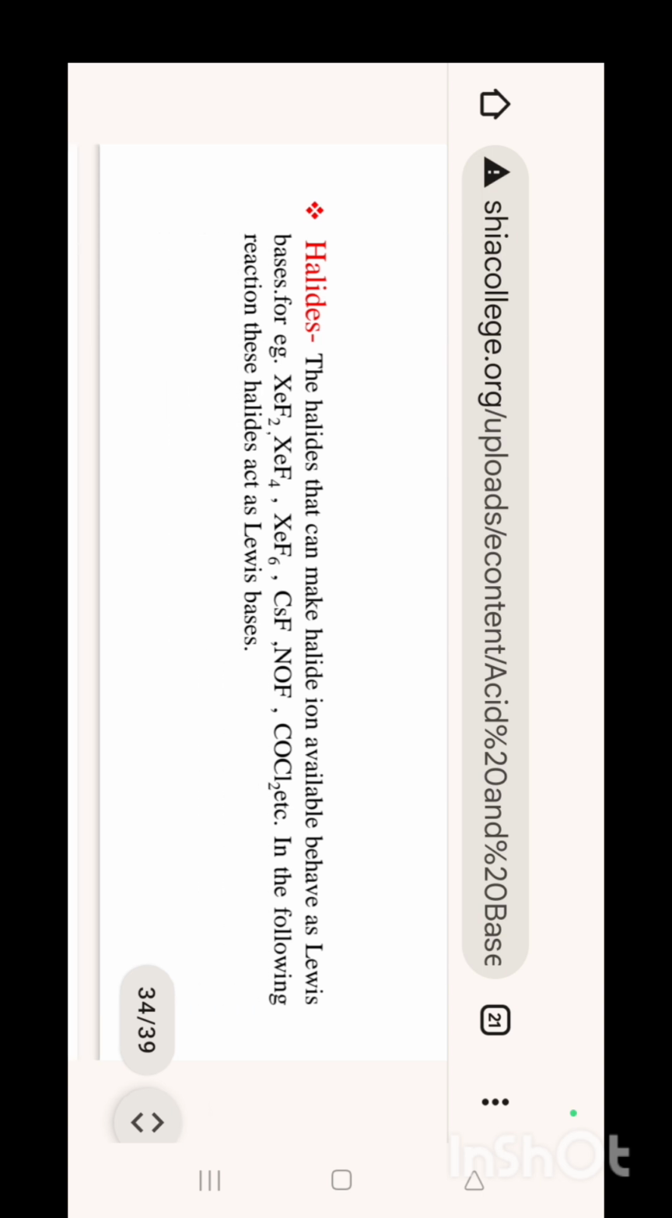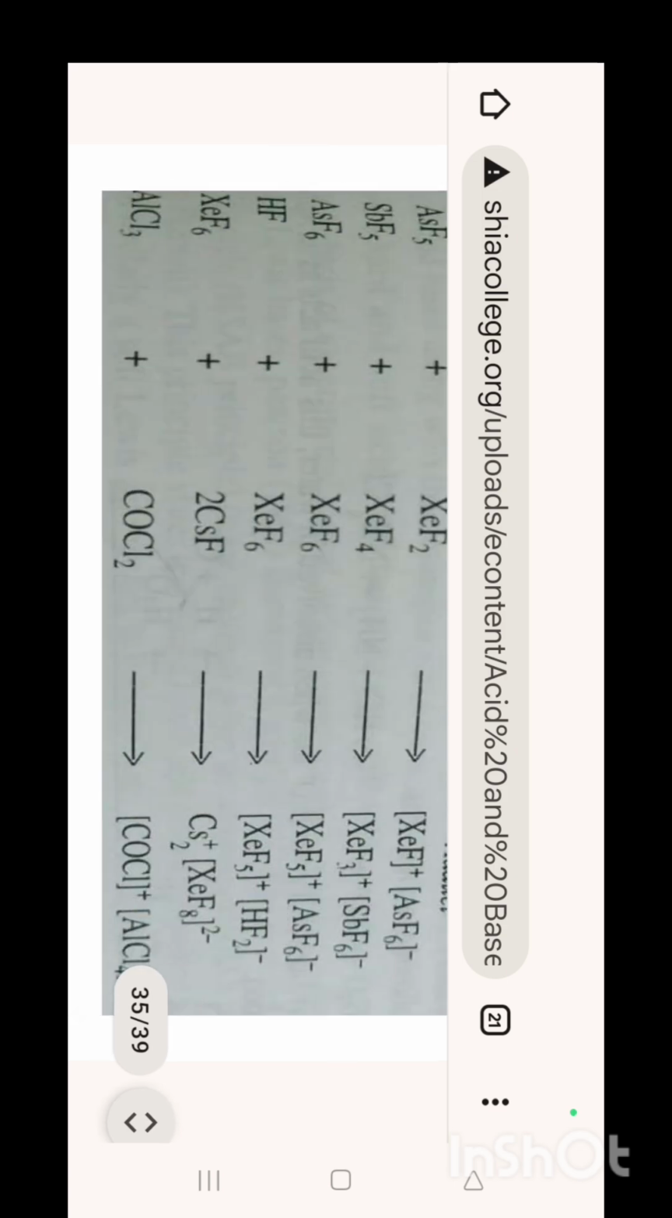Halides. The halides that can make halide ions available behave as Lewis bases. For example, XeF2, XeF4, XeF6, CsF, NOF, CuCl2, etc. In the following reactions, these halides act as Lewis bases.